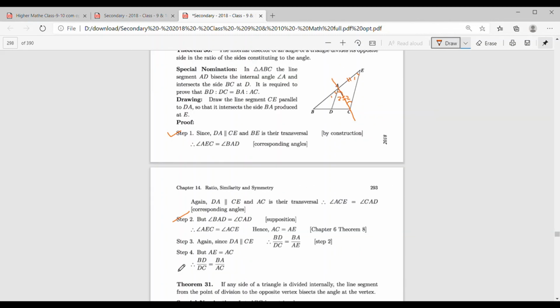Now step 3. Since DA is parallel to CE, therefore from theorem 28 we can say that BD by CD is equal to BA by AE. But AE is equal to AC, therefore BD by DC is equal to AB by AC. Hence proved.